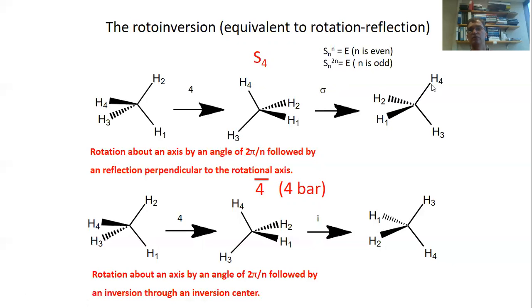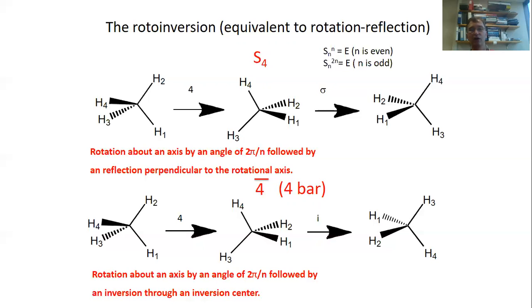So now what we can see is that this molecule produced can be superimposed with the original molecule. And that means that our symmetry operation is complete and the produced molecule is indistinguishable from its original form.